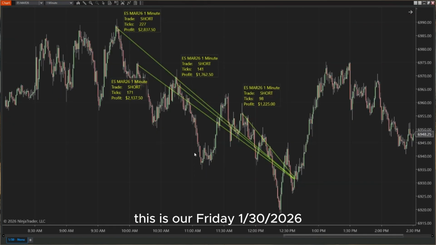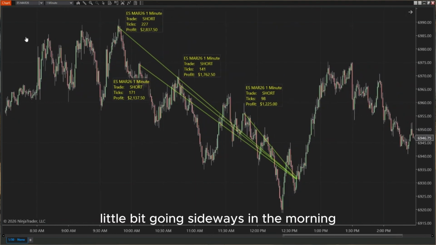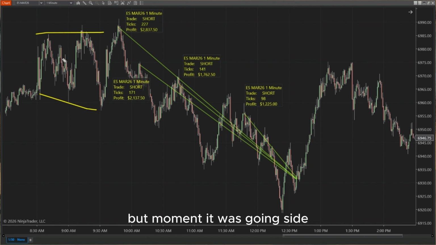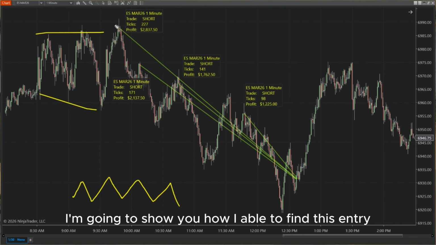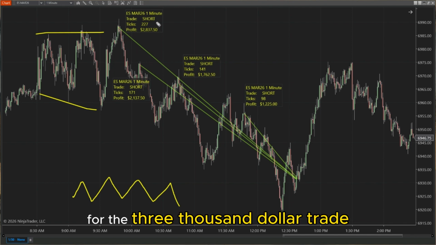This is Friday, guys. This is our Friday, January 30th. We had the market going sideways a little bit early in the morning. See this? But the moment it was going sideways, remember I told you something about when the market is going sideways, you can look for the short on the top, long on the bottom, going into the range. Let me show you how we can find it. And also I'm going to show you how I'm able to find this entry to carry the whole momentum down for the $3,000 trade.